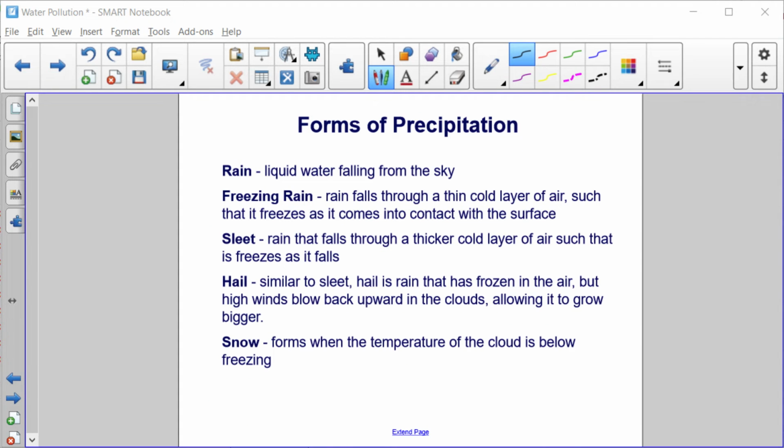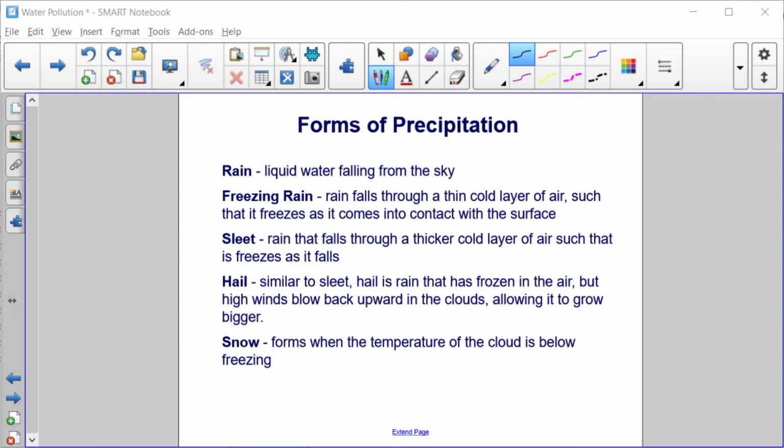Here are the various forms of precipitation. Rain, which is liquid rain falling from the sky. Freezing rain, which is when rain falls through a thin, cold layer of air such that it freezes as it comes into contact with the surface. Sleet, which is rain that falls through a thicker, cold layer of air such that it freezes as it falls.